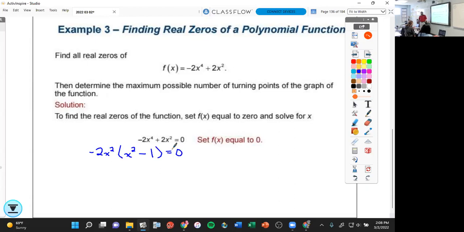Okay. Am I done factoring? What can I factor? x squared minus 1. Okay. What does x squared minus 1 factor into? There you go.